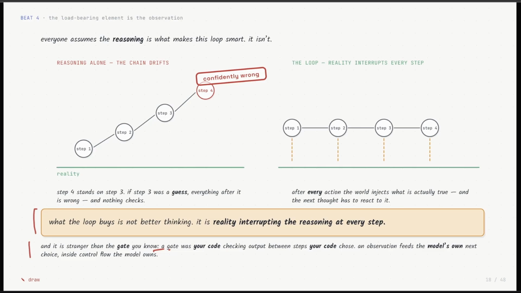A gate was basically our code checking an output between steps. And here, the code shows an observation, and it's the model's own choice inside the control flow. So it's the model that decides to make this. But even then, you as an engineer need to give enough context to the model to make the correct choice here. Because this is a really fine engineering task. It's not something that you can just vibe code, really. So yeah, that's the idea.